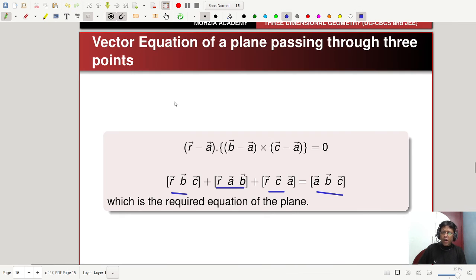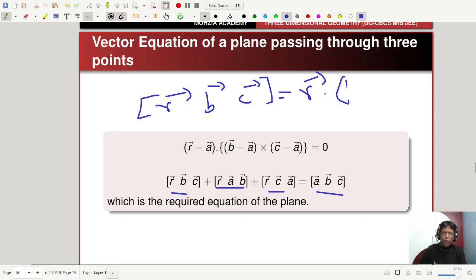This box product, suppose if I write [r b c], that means it's a scalar triple product. That means r dot b cross c, that we write in the box product form. This is box product, or we say scalar triple product.